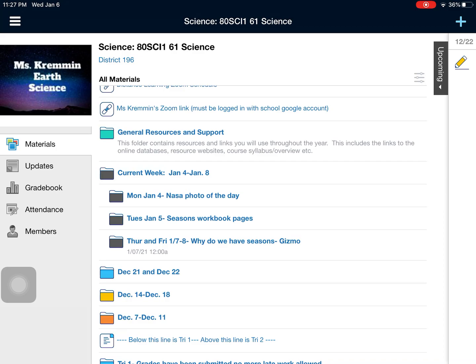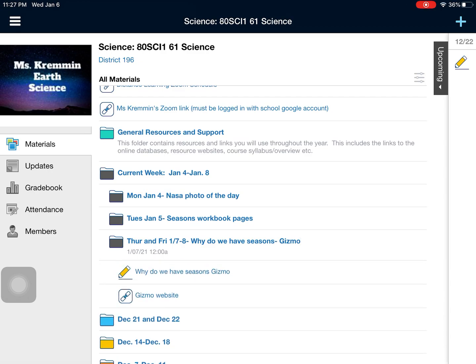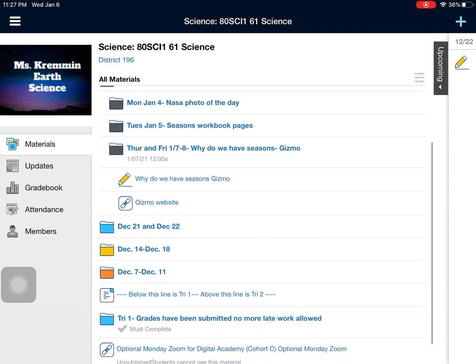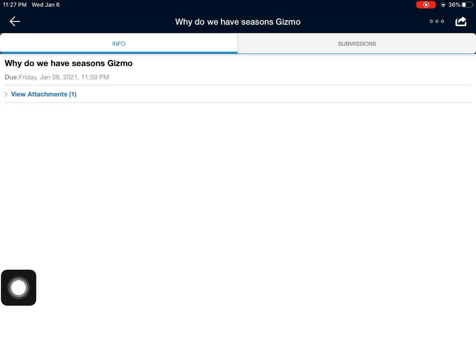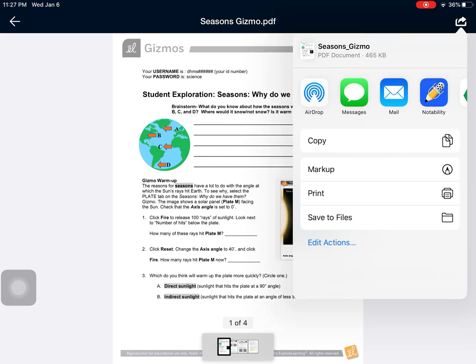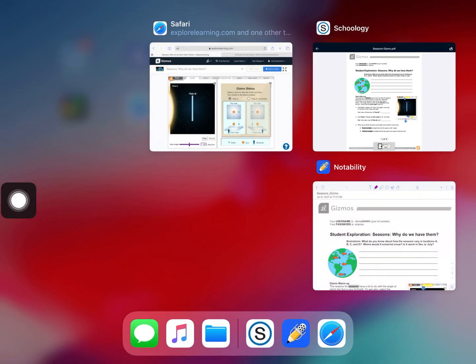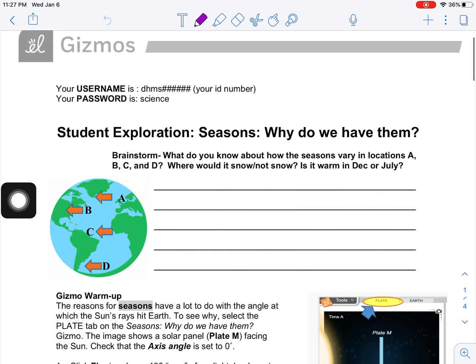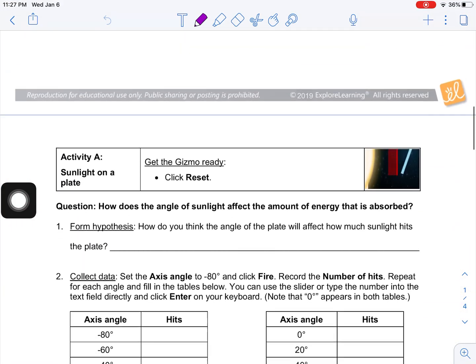Okay, so in the folder for this week, you now have a folder for Thursday and Friday. When you open that up, you will see there is the assignment and the website to get to Gizmo if you need. On the assignment, as always, there's the attachment. Okay, so open that up, take that, of course, to Notability. And since it's a 2-day assignment, you'll see it is broken down.